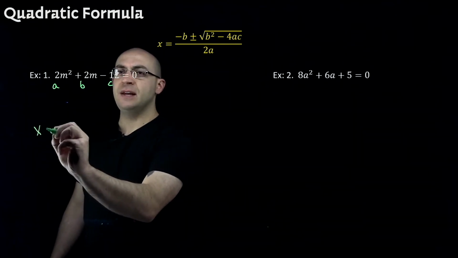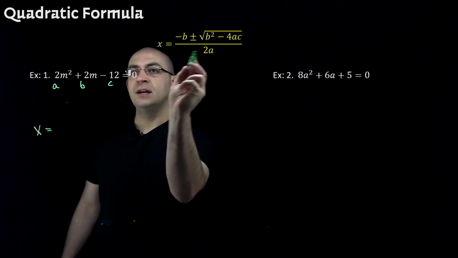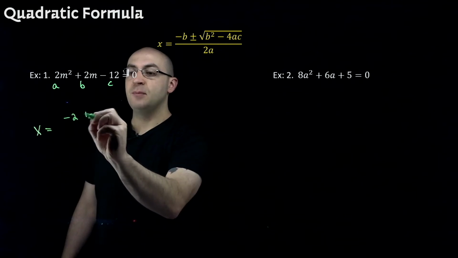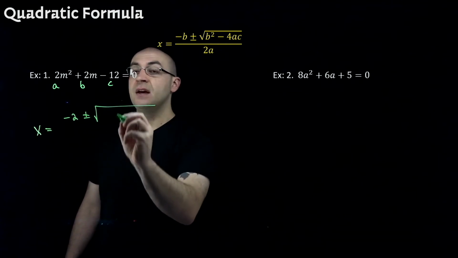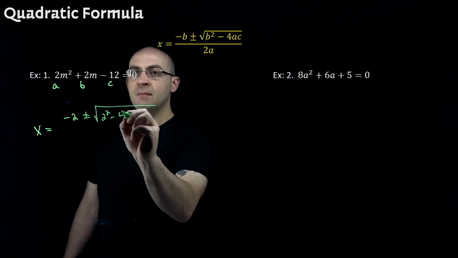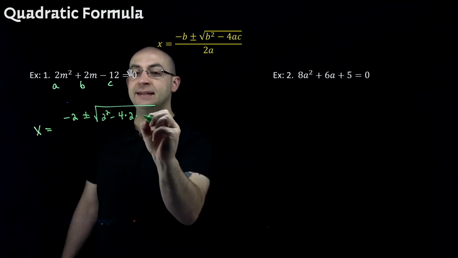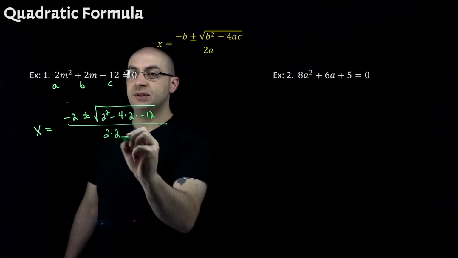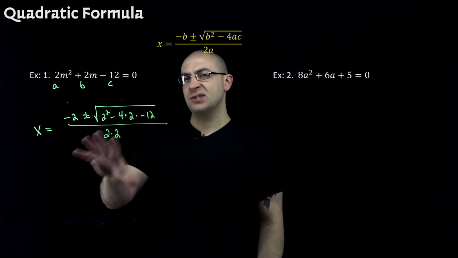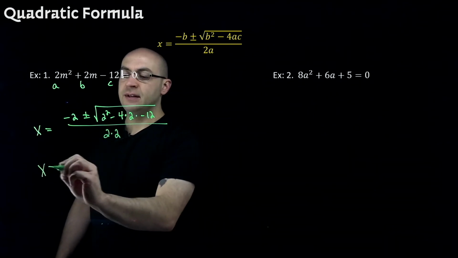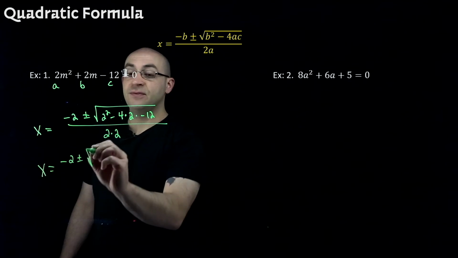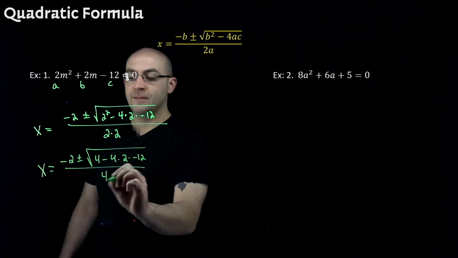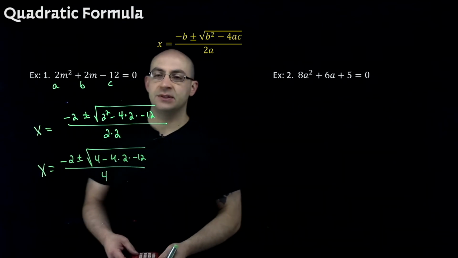So this is going to be x equals negative b, right? So if this is a positive, I'm going to plug in a negative 2 here, all right? Plus or minus the square root of b squared minus 4 times a times c. And that's all going to be over 2 times a, or 2 times 2. Now, let's simplify this just a little bit so we can see what we're going to put in the calculator. This is going to be x equals negative 2 plus or minus the square root of 4 minus 4 times 2 times negative 12, over 4.